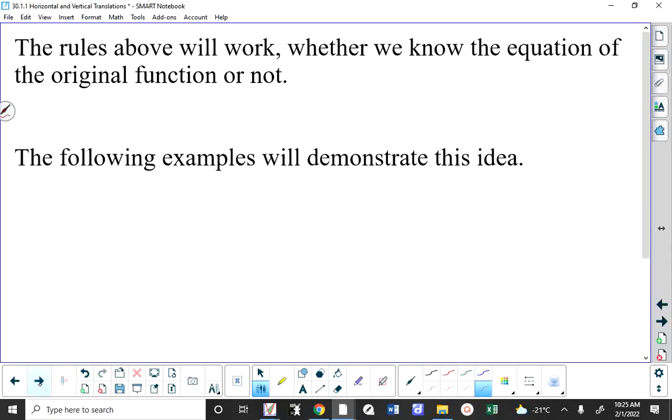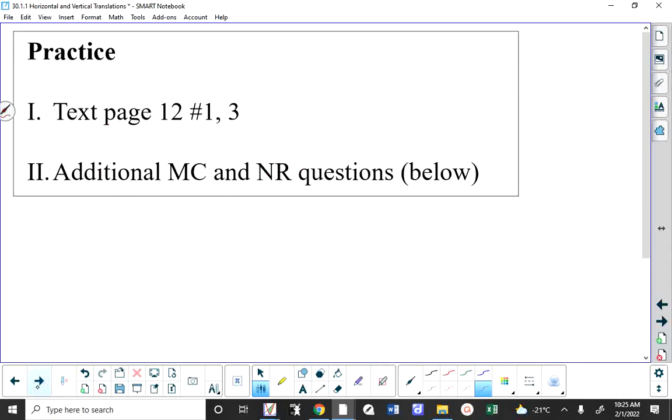Practice problems, the most important ones are the multiple choice and numerical response questions in your unit handout, but there's additional practice on page 12 of your text, 1 and 3. Generally speaking, I'm not going to be checking homework on a daily basis. If I suspect that somebody doesn't really understand stuff, I might ask to see their work. But this is why at this level I call this practice. It's not homework, it's practice. You're responsible for your own learning here. You're responsible to know what you can do. So if you need more practice, there's always more.